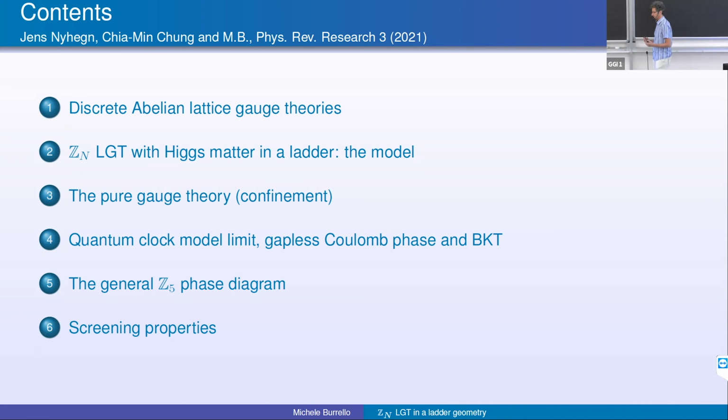So we see that in this model there are interesting limits: the limit of the pure lattice gauge theory and a quantum clock model limit. In particular, one of our main results is that if we increase n up to 5, we have the emergence of a gapless Coulomb phase and Berezinskii-Kosterlitz-Thouless phase transitions that separate this gapless phase from the surrounding gapped phase. Therefore, we will explore the general features of the phase diagram of this model, and I will mention some of the properties of the phases that emerge.